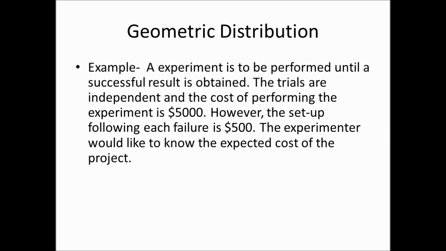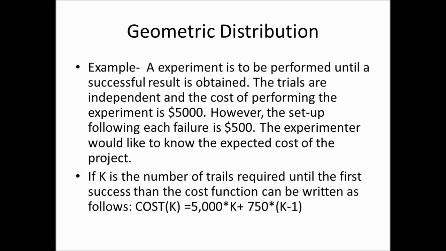Let's look at an example. You have to perform an experiment. You keep performing the experiment until you find a successful result. The trials are independent, and the cost of performing the experiment is $5,000. So every time you perform the experiment, it costs you $5,000. However, when you have a failure, then you have to set it up again for the next trial, and the setup cost is $500. Now, the experimenter would like to know the expected cost of the project.